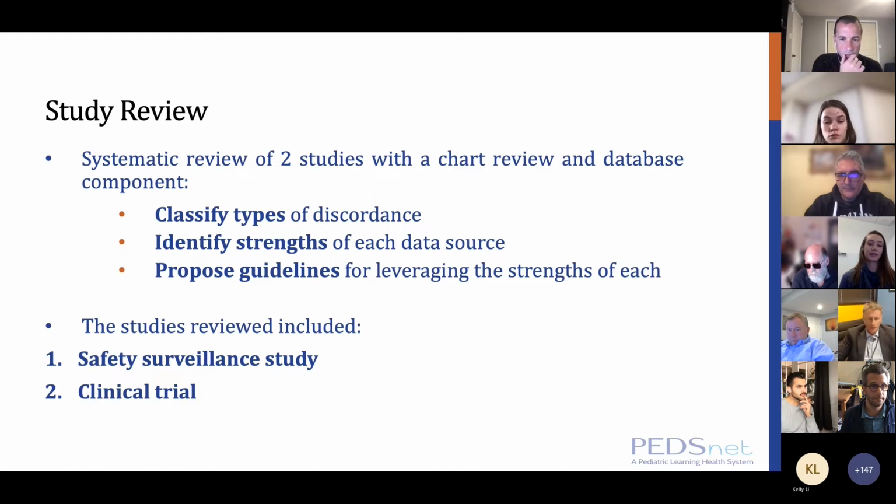So for both of these studies, we looked into instances where something that we got from the chart review didn't agree with something that we saw in the PedsNet data in the OMOP CDM. And we classified those types of discordance in order to help identify strengths and propose guidelines for using chart review data.